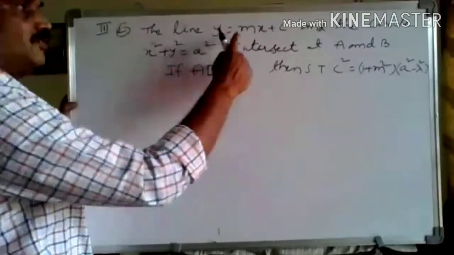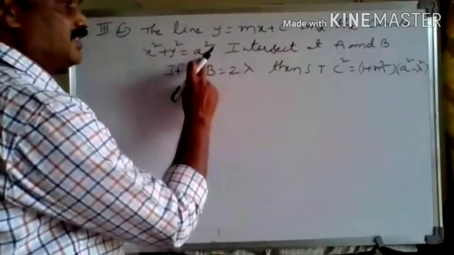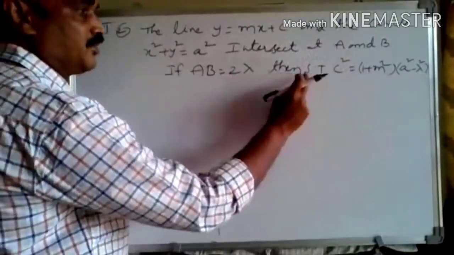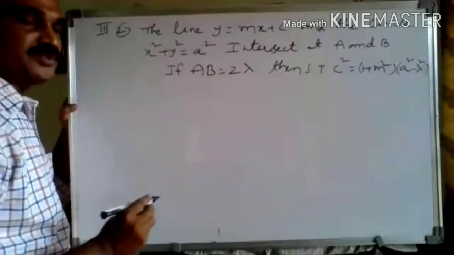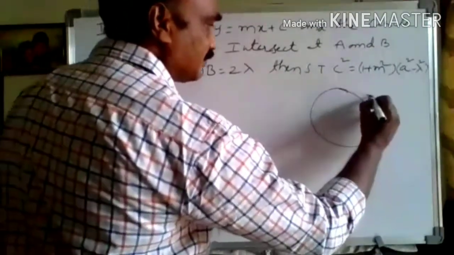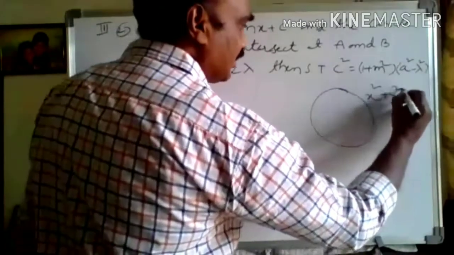The line y is equal to mx plus c and the circle intersect at A and B. If AB is equal to lambda, then show that c square is equal to 1 plus m square into a square minus lambda square. This is a circle: x square plus y square is equal to a square.